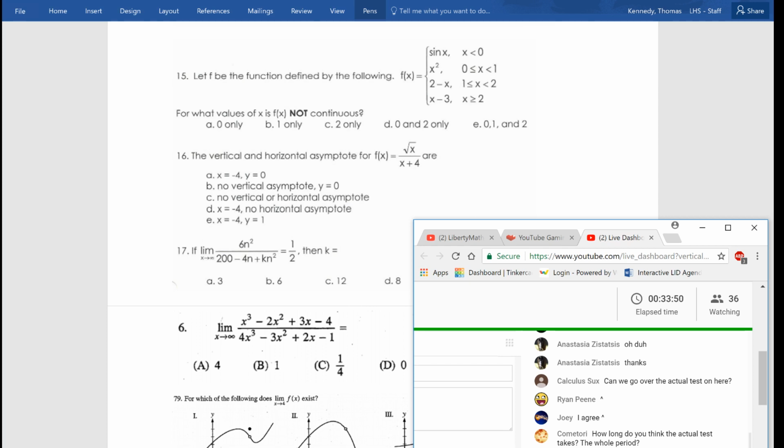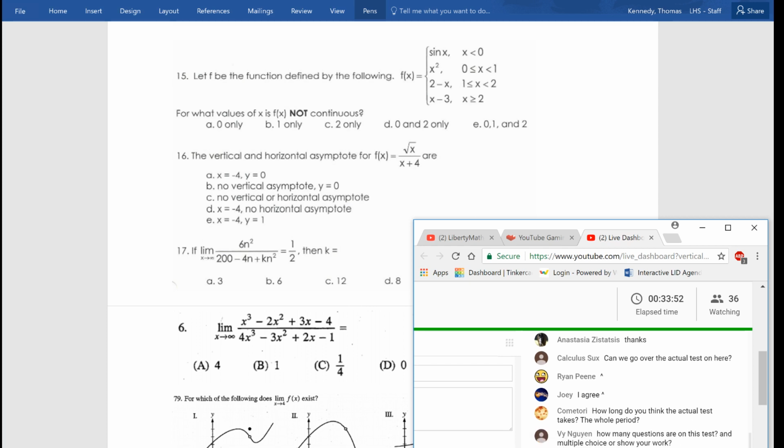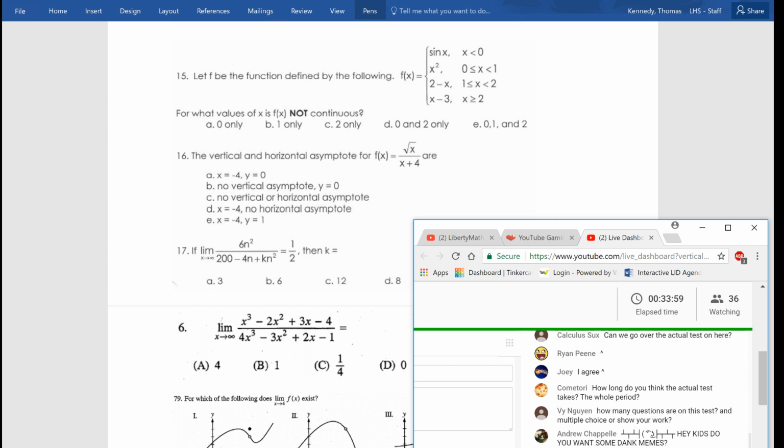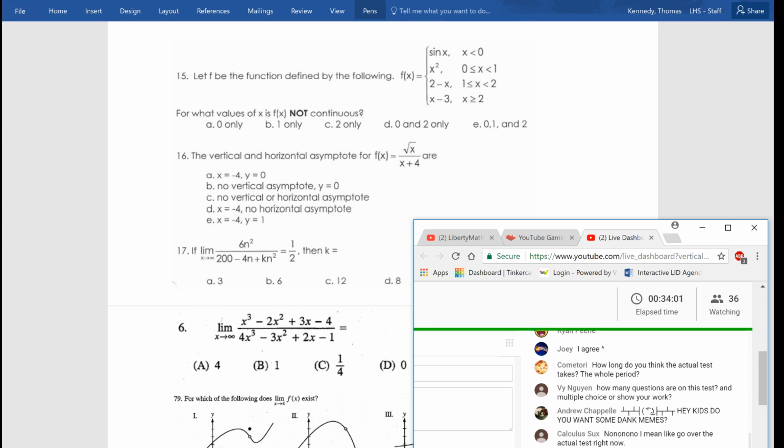How long do you think the actual test takes? Yeah, so I'm really, really bad at estimating that. I usually take how long it takes me to do it and multiply by 4. But with tests, I'm not 100% sure. Oh god, Andrew, no, don't do that.